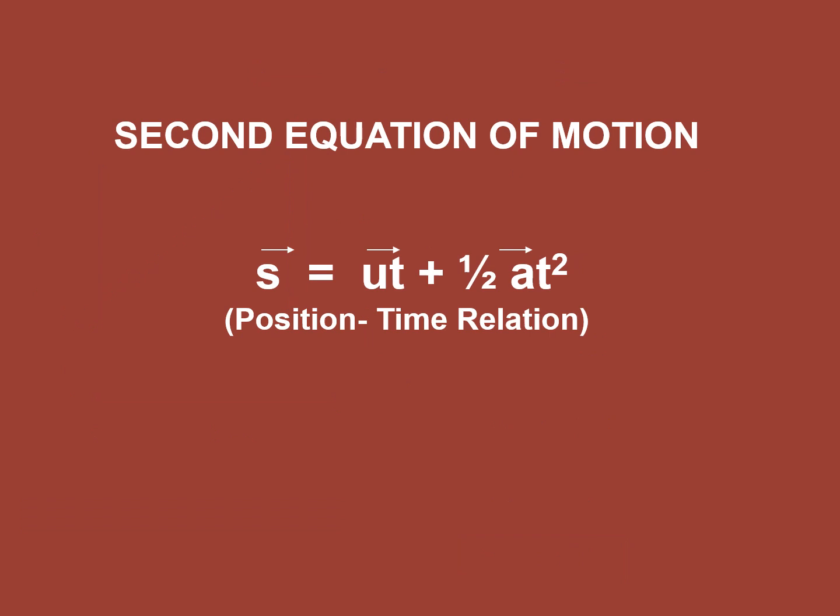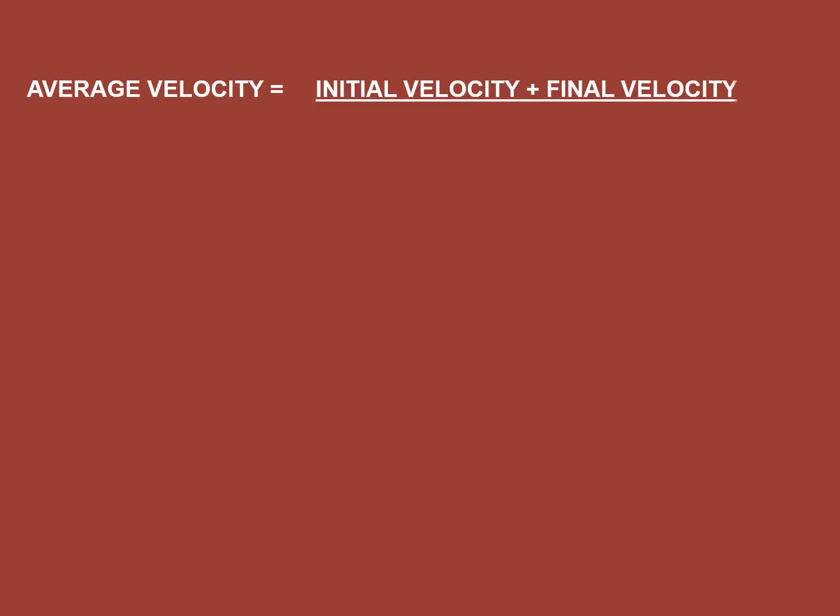Now the second equation of motion, S equals ut plus half AT square, also known as the position time relation. Substitution method: the formula for average velocity is initial velocity plus final velocity divided by 2, which becomes u plus v divided by 2.